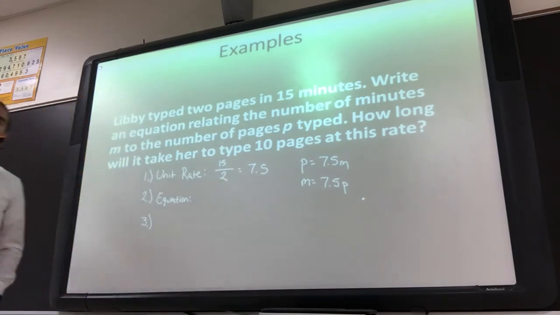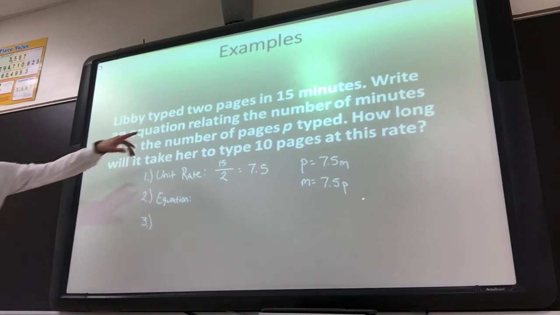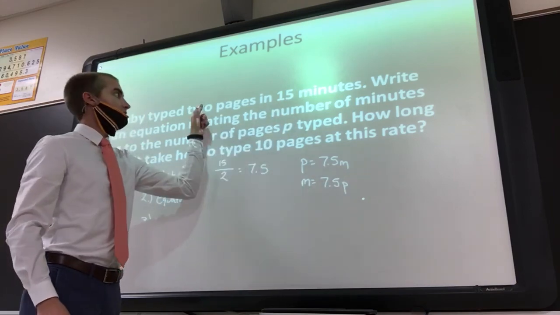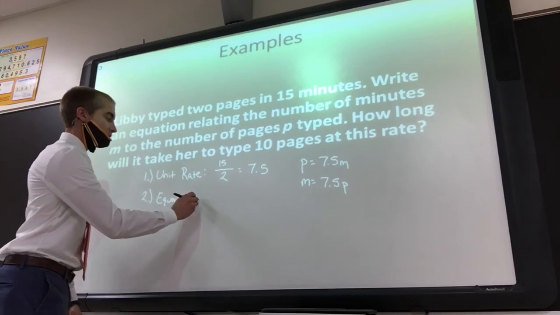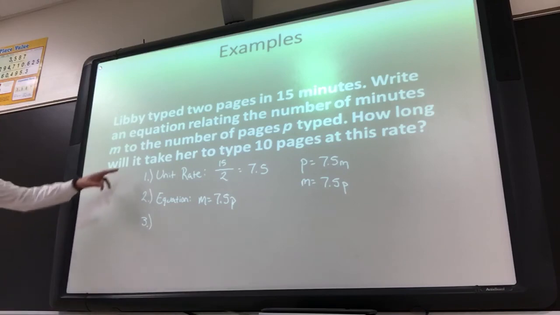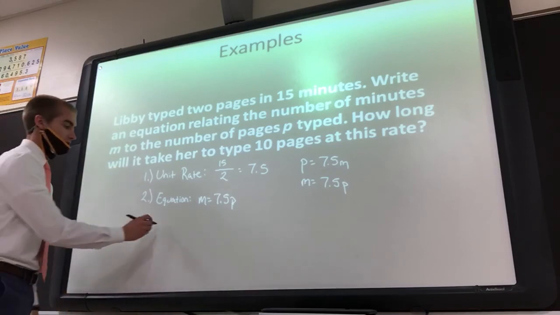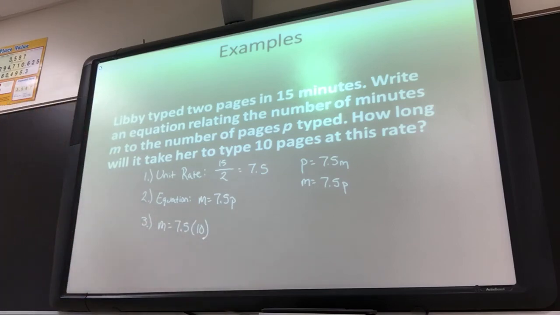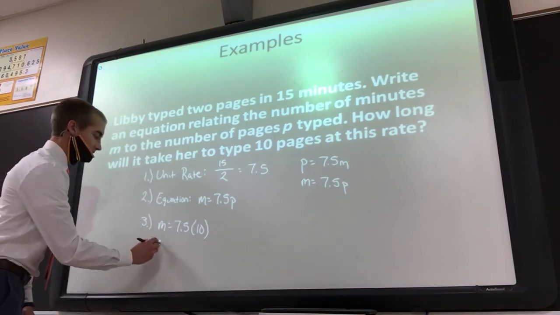So you've got to ask yourself which one works. Number of pages is 7.5 times minutes, or minutes is 7.5 times number of pages. The bottom one, because look up here, 15 equals 7.5 times 2. And that works for this right here. So M equals 7.5P. So then we're going to plug in 10 for P. M equals 7.5 times 10. So how long will it take her to type 10 pages? 75 minutes, yes.